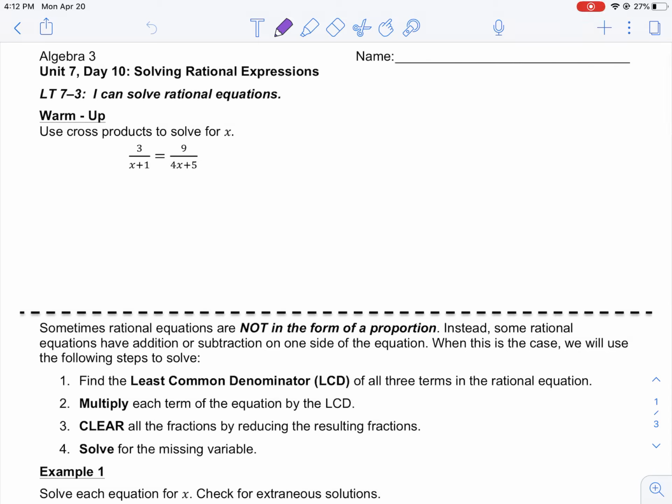Class, I'm back with your second day of notes about solving rational expressions. I'm going to start by just reviewing what I talked about in the first video this week, which was solving rational equations using cross products. So for the warm-up problem, it says to use cross products to solve for x.